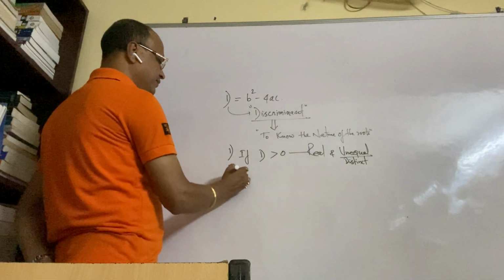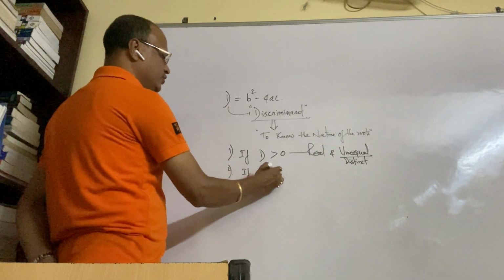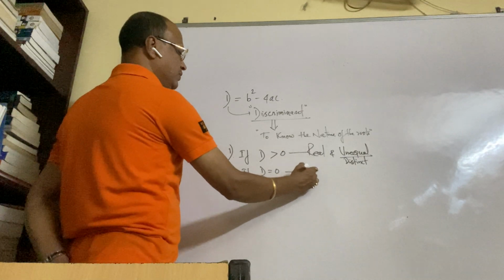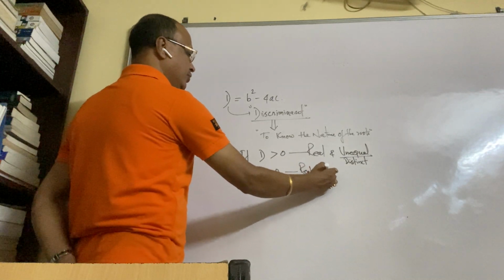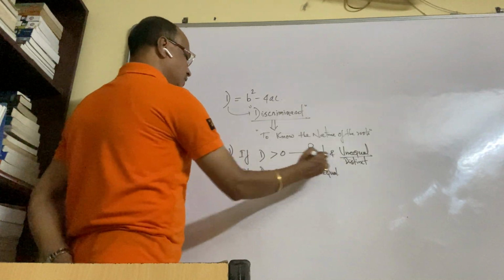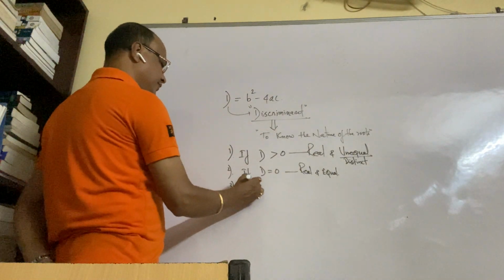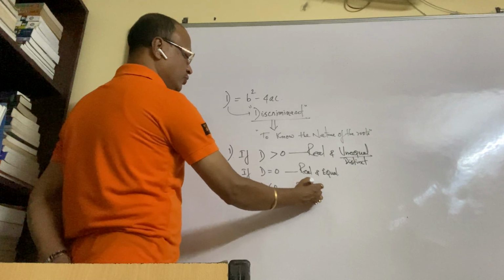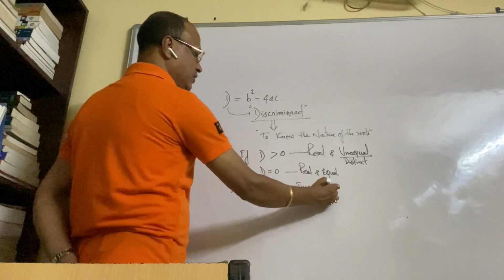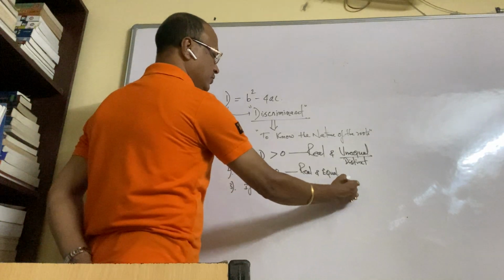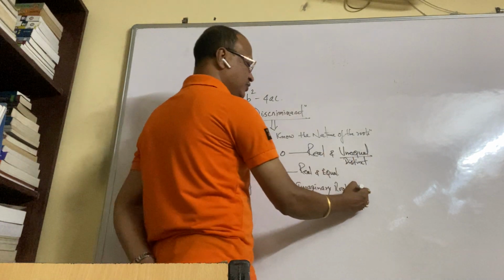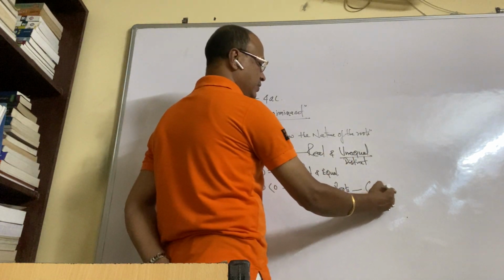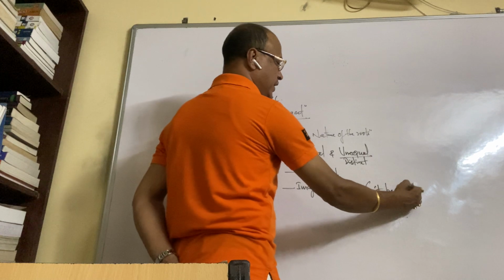Number two, we have, if D equal to 0, then roots are real and equal. And number three, we have, if D is less than 0, then it is imaginary roots. Imaginary roots, that means we cannot calculate, can't be calculated.